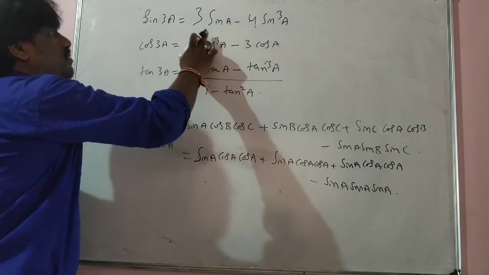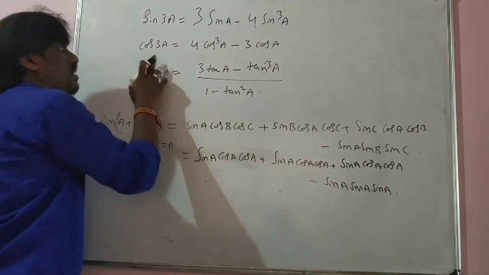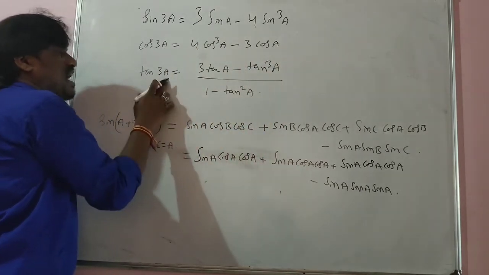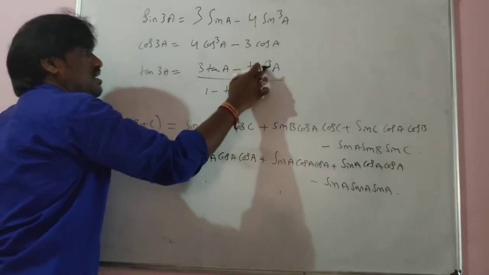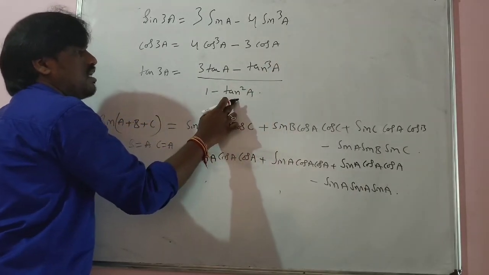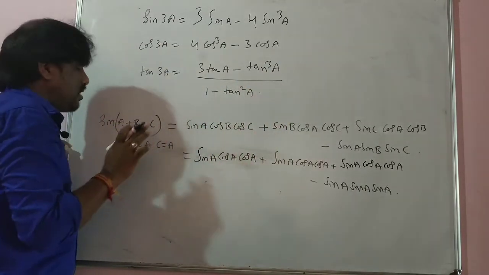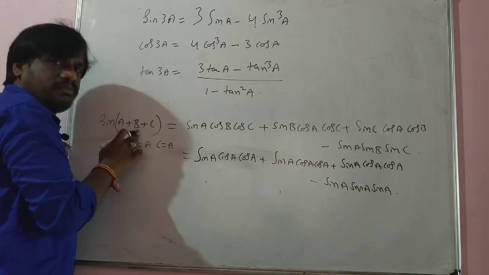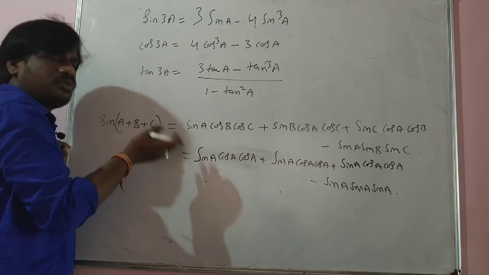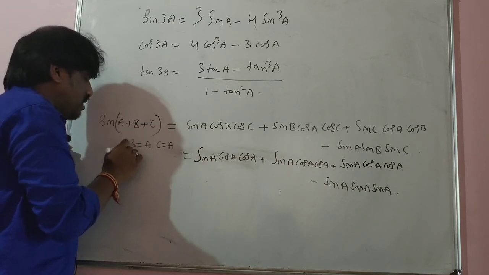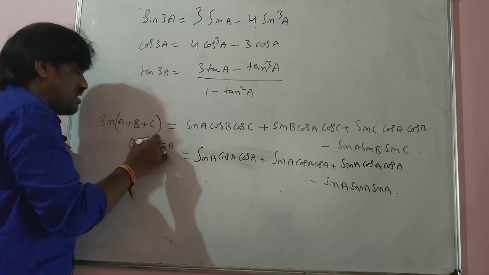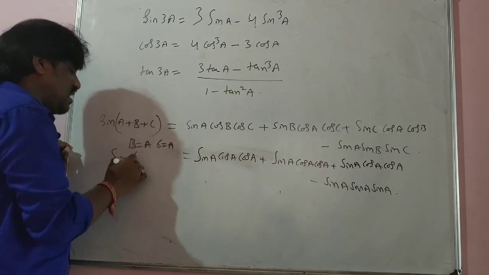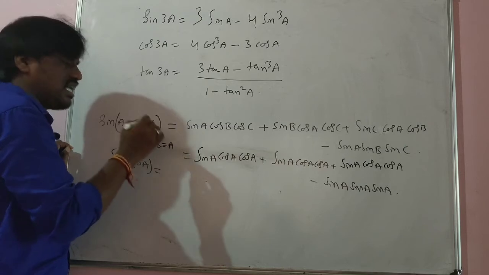Actually, the sin 3a formula is 3 sin a minus 4 sin cube a. The cos 3a formula is 4 cos cube a minus 3 cos a. The tan 3a formula is 3 tan a minus tan cube a upon 1 minus 3 tan square a. These are the formulas. Now how did they come? You know sin of a plus b plus c, cos of a plus b plus c, tan of a plus b plus c, and using that only. Here b is equal to a and c is equal to a, so we get sin 3a.